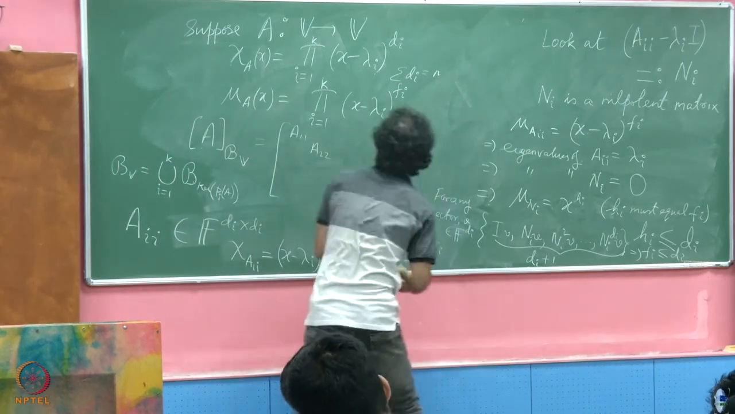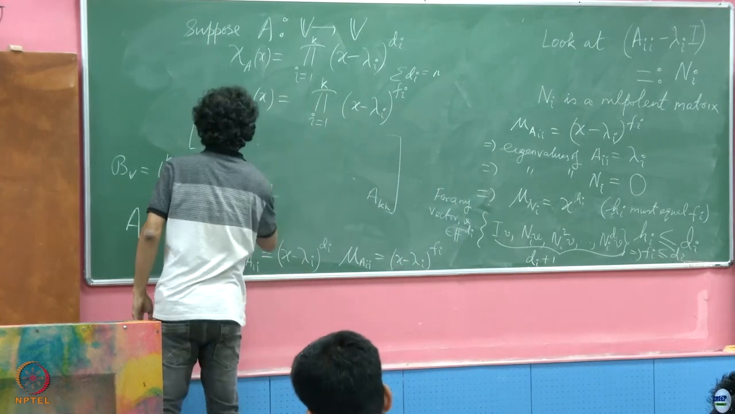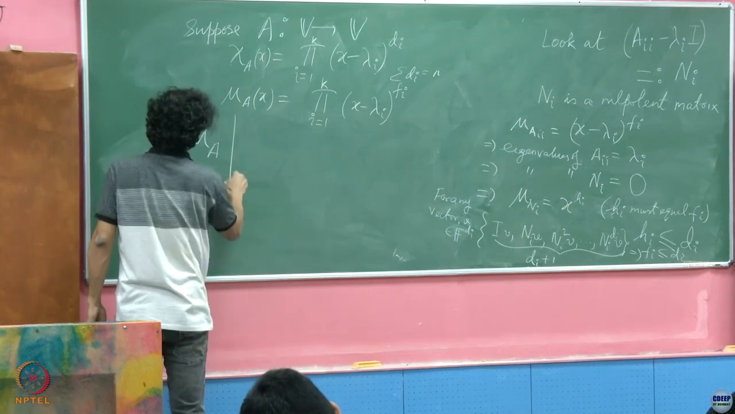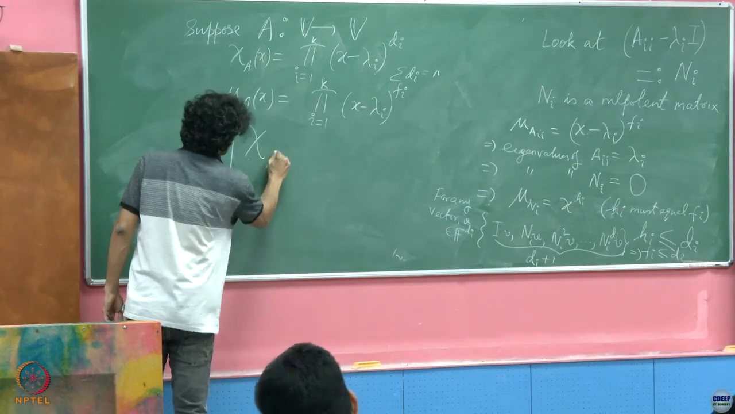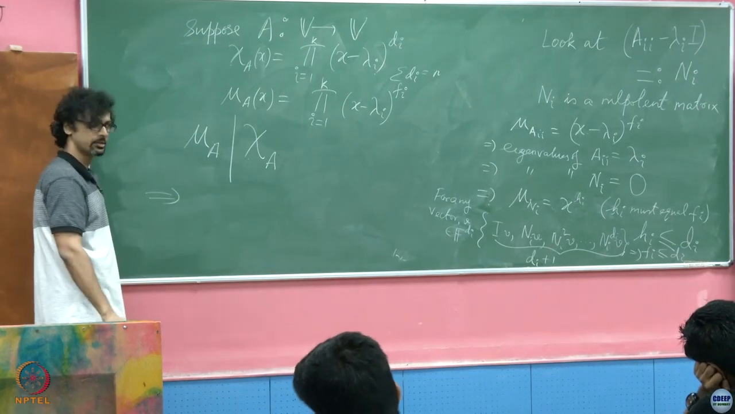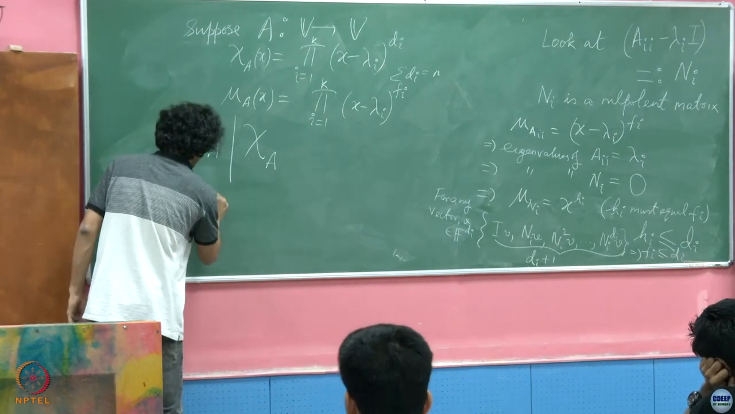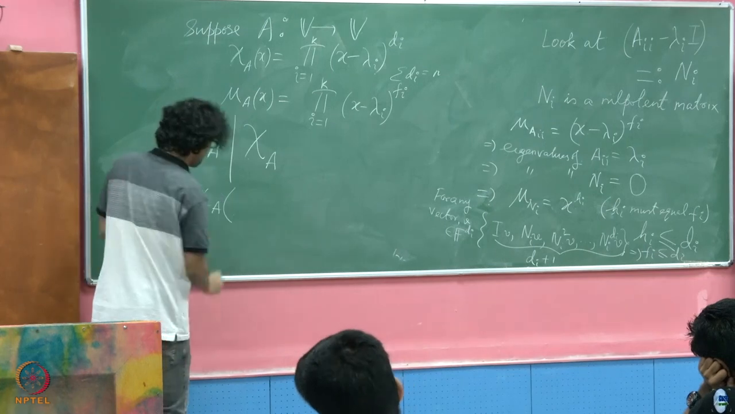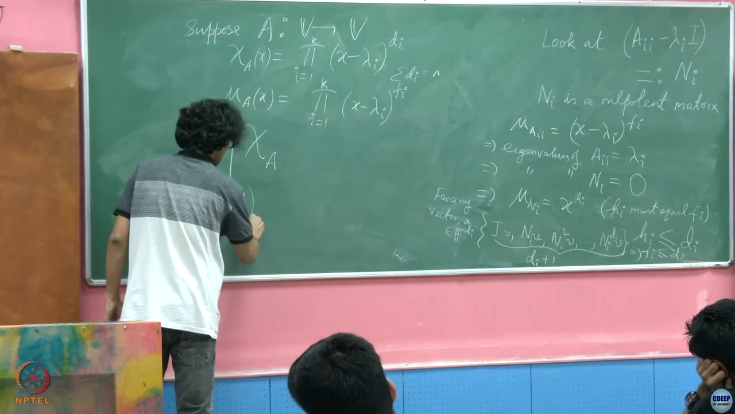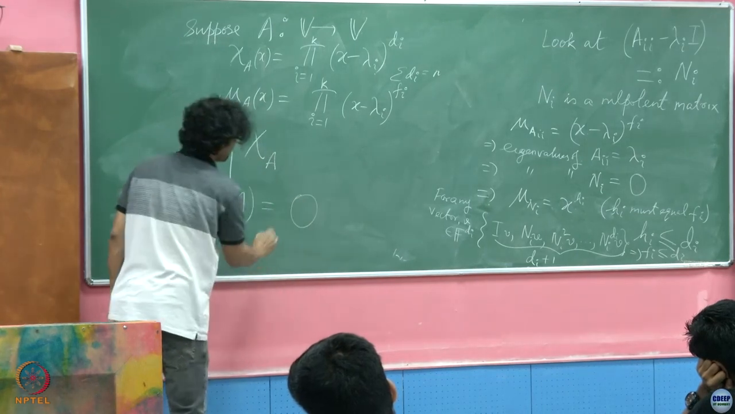So, let me erase this part now. So, the minimal polynomial divides the characteristic polynomial, which leads us to the celebrated Cayley-Hamilton theorem, that is, the characteristic polynomial definitely belongs to the annihilating ideal of E. So, this must be 0.